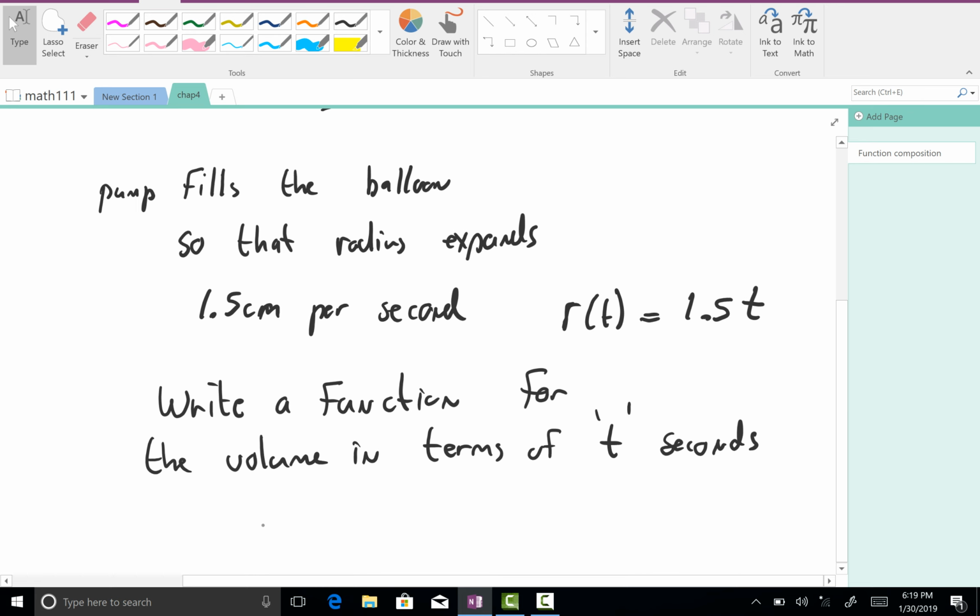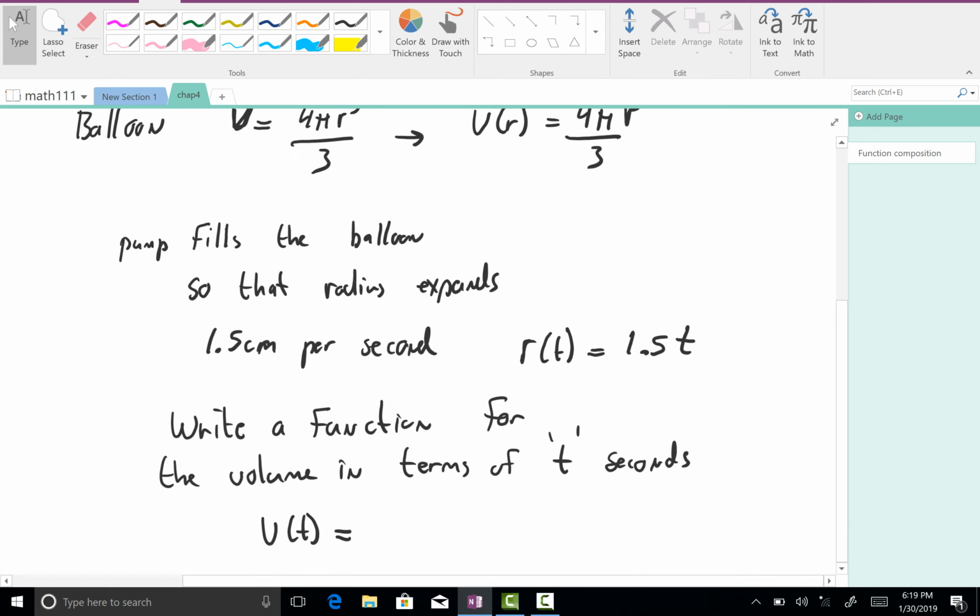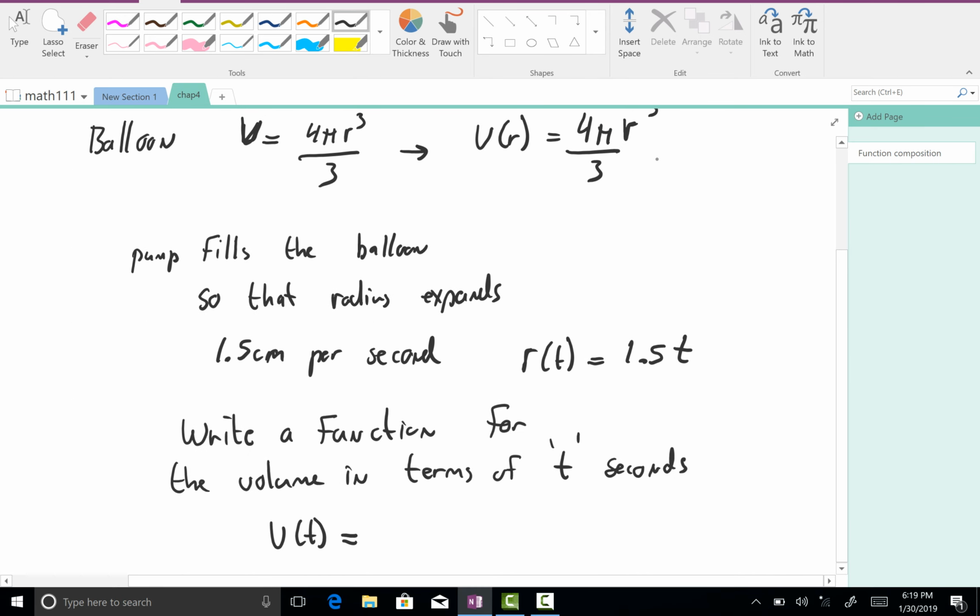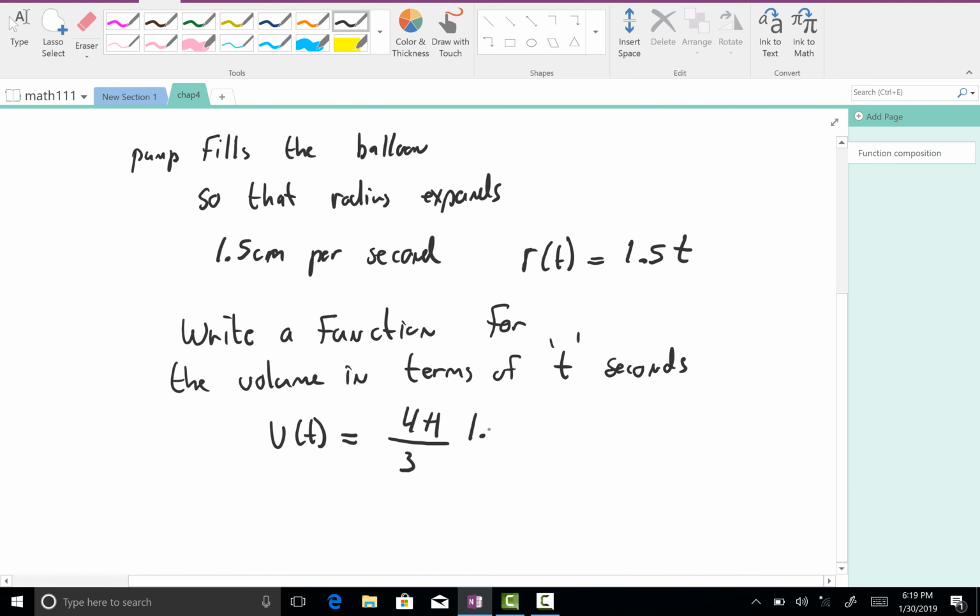So we want to come up with V of t. What is that going to look like? Well, we know this. We only have one variable here, and that's r. So we know we're going to have 4 pi, and we know we're going to have a 3. But what would we put in that r spot to get it in terms of t? 1.5 t. Yeah. And of course, we'd have to cube that, right?